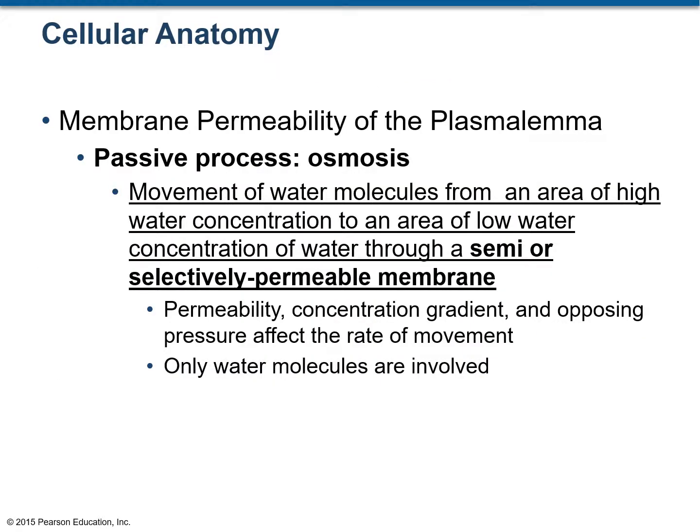The second type of passive transport is osmosis. Osmosis is very similar to diffusion. However, there are two basic differences. In diffusion, it's the movement of solute molecules. In osmosis, it's the movement of the solvent molecules or water molecules. But you see that the molecules are moving from an area of high concentration to an area of low concentration. In this case, it is the concentration of the solvent molecules or the water molecules.